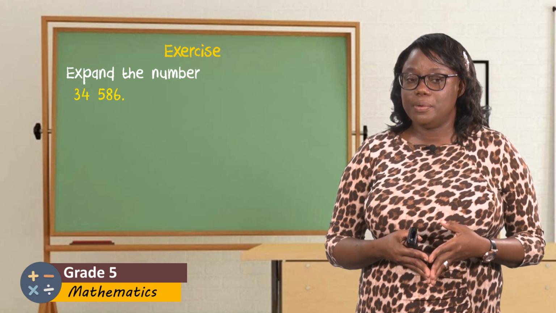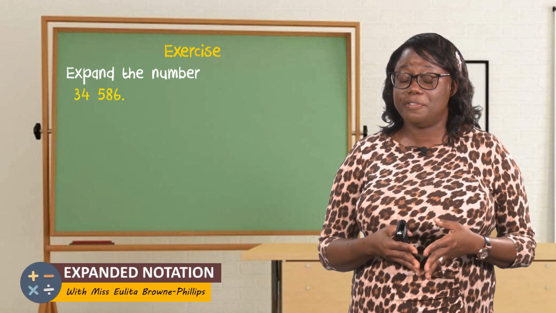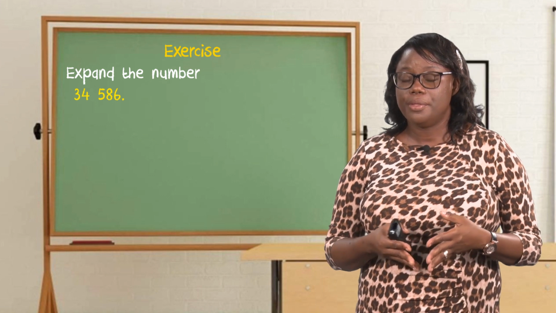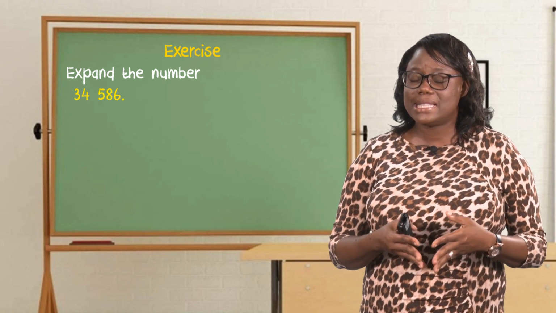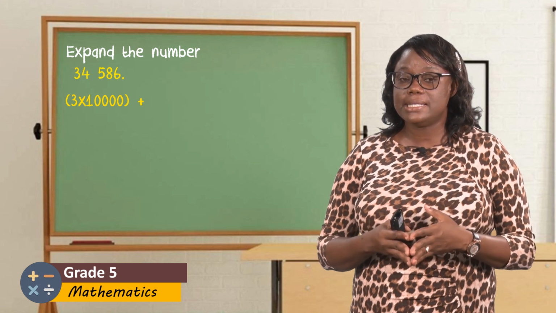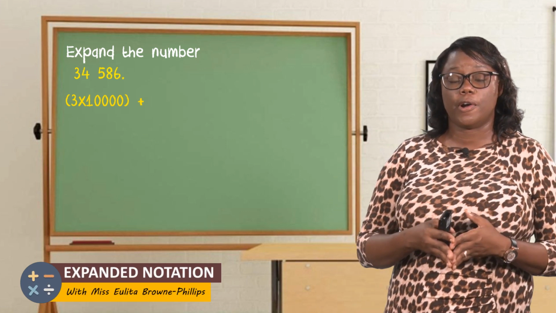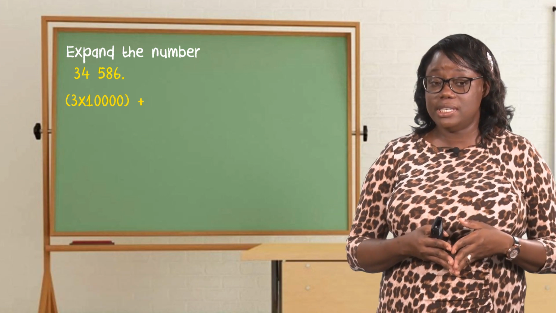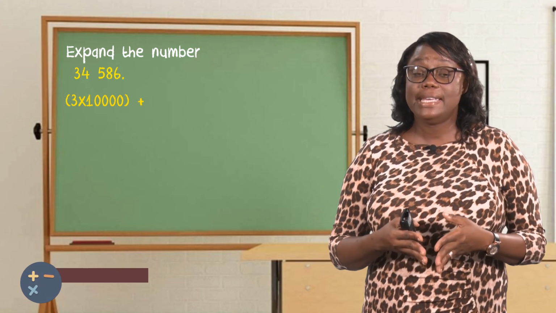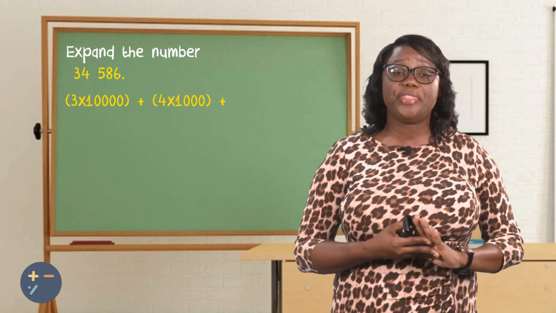What is the face value of the 3 in that number? Yes, 3 is the face value. What is the position of the 3? The place value. The 3 is positioned under the 10,000s column. So it's going to be 3 times 10,000 plus, what is the face value of the 4? Yes, we actually see the number 4. What is the position or the place value of the 4? Yes, it's thousands. So that will be 4 times 1,000.